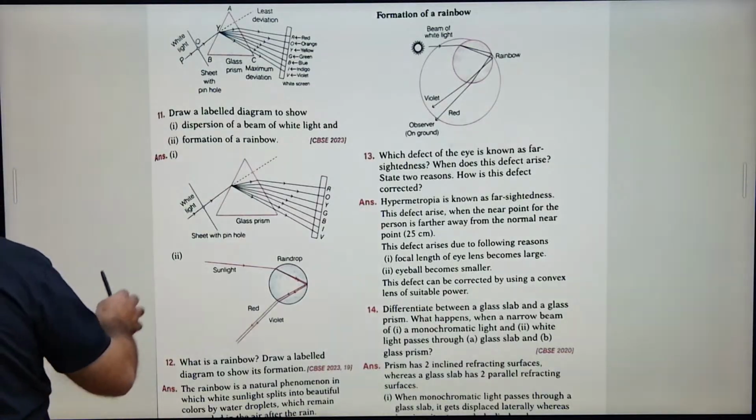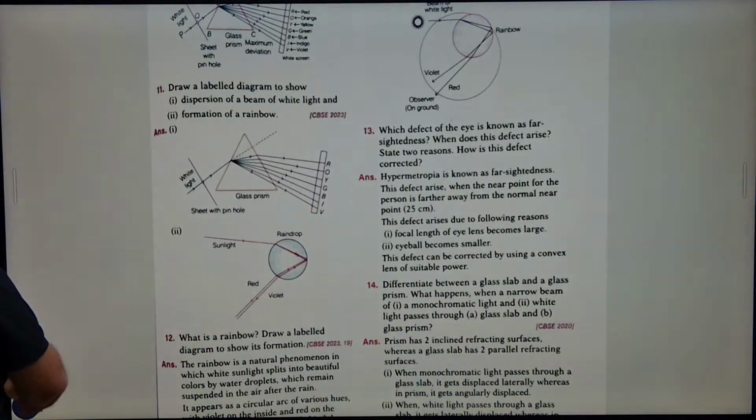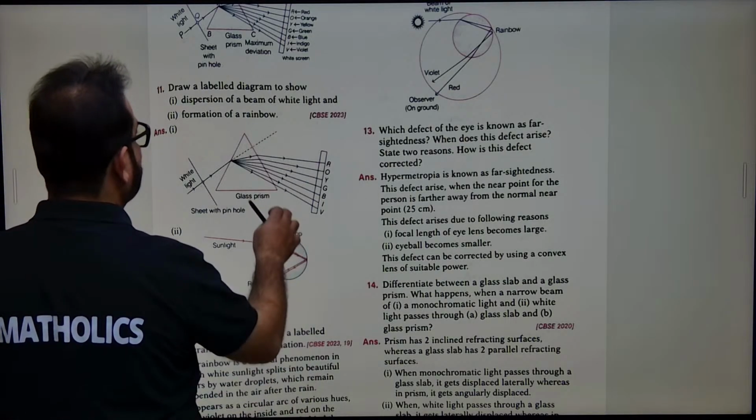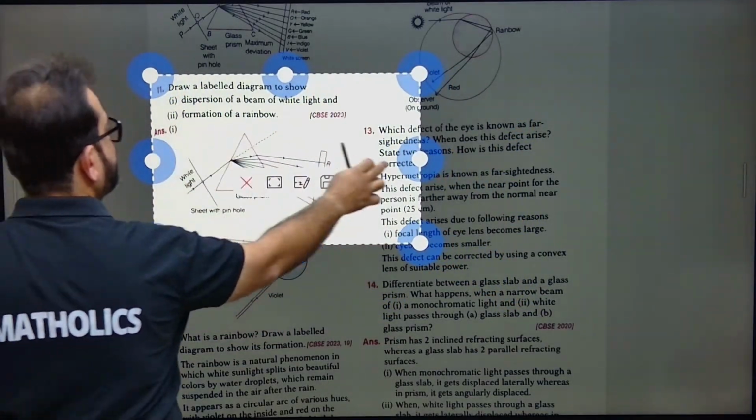Okay, let's see this question. Again, formation of a rainbow. How a rainbow is formed actually, right? This is also an example of refraction only. Dispersion of light.